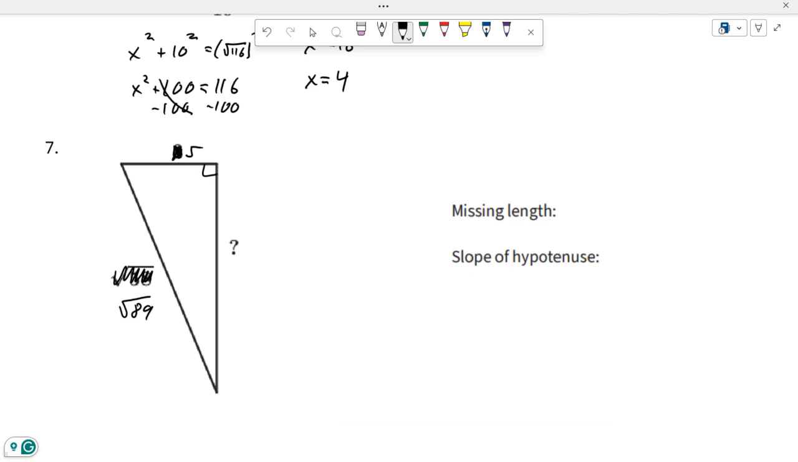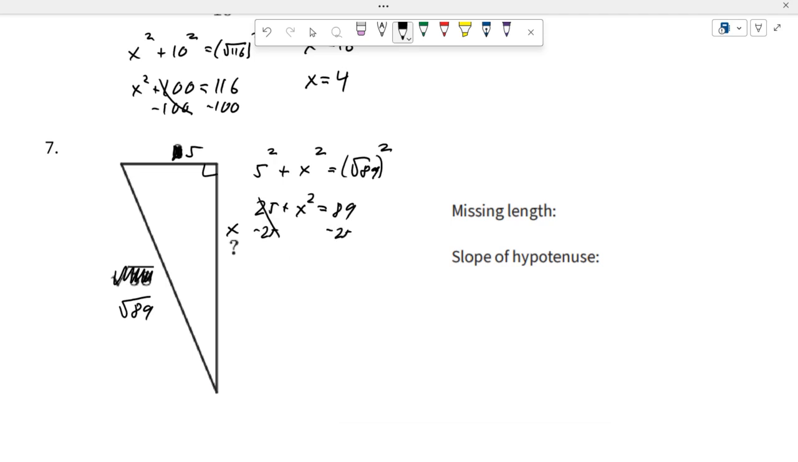Okay, new problem. If this is my problem, then I'm going to use the Pythagorean theorem because, again, I have a right triangle where I know two sides and I want to find the third side. The Pythagorean theorem says that the sum of the squares of the legs, call this x, of a right triangle is equal to the square of the hypotenuse. 5 squared is 25. A square root and a square are inverse operations, so they just go away. So this is just 89. It is not 89 squared.